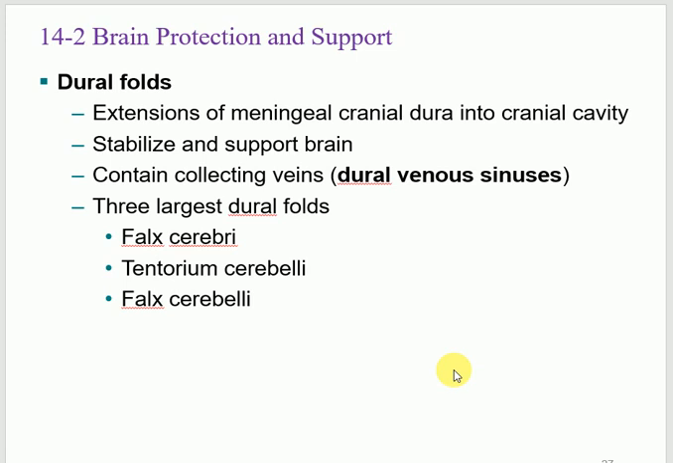So the first one is called falx cerebri. This will go in the space in between the two hemispheres. This space or fissure is called longitudinal fissure. Next is called tentorium cerebelli. What does it mean? Where did you get that name from? Falx cerebri, the first one. Falx means the separator. Cerebri means cerebrum. This is the separator of the two hemispheres of the cerebrum.